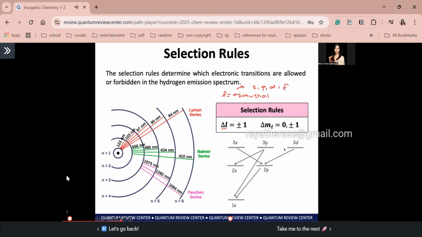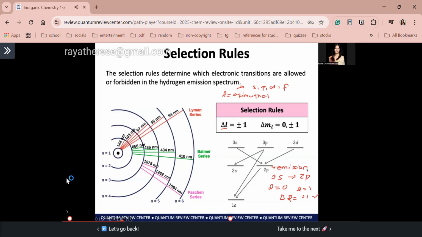For example, all of these are allowed transitions. 3s to 2p is an allowed transition. Okay? Here, L is equal to 0 for s, and for p it is equal to 1. So the change in L is 1 minus 0, or plus 1. So that's an allowed transition. So guys, from 3s to 2p, notice that the energy level went down, from n equal to 3 to n equal to 2. And that's what we call the emission of energy or emission of light.